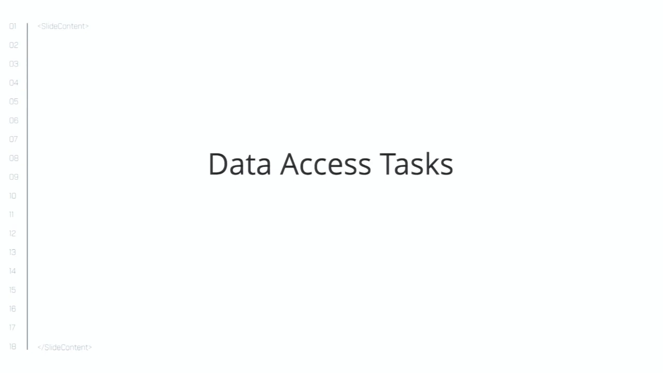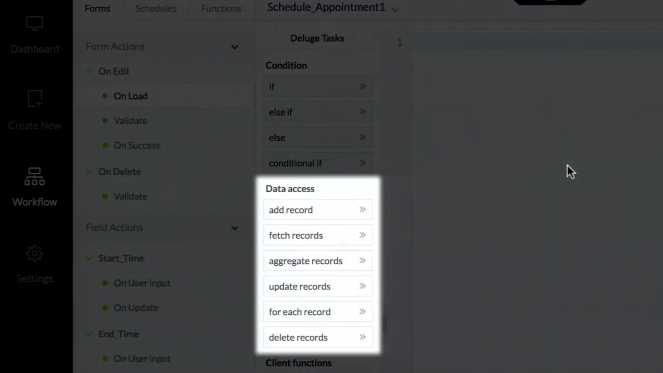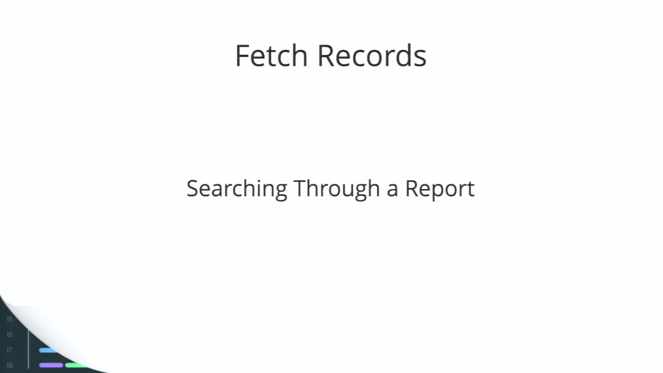So what I'm really talking about here is the data access tasks. If you go into your Creator app and you click on the workflow button, so you open up the Deluge Builder, all of these tasks right here, they're called data access because they let you access your information. So just real quickly, before I actually go in and teach you the syntax of these, I want to explain what a couple of these tasks do.